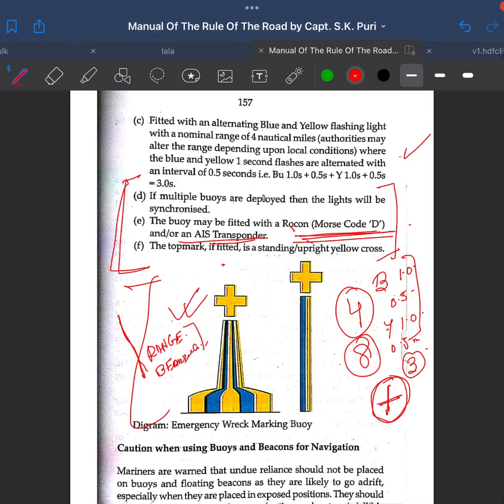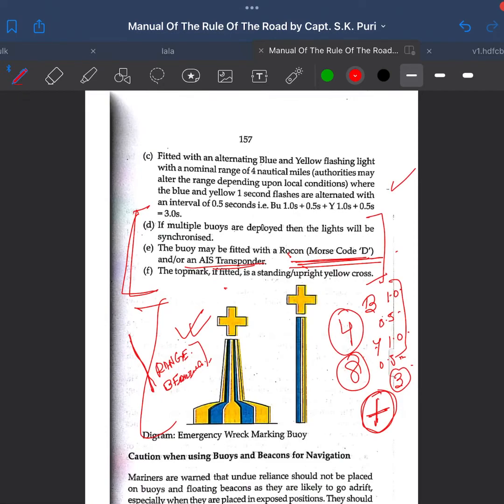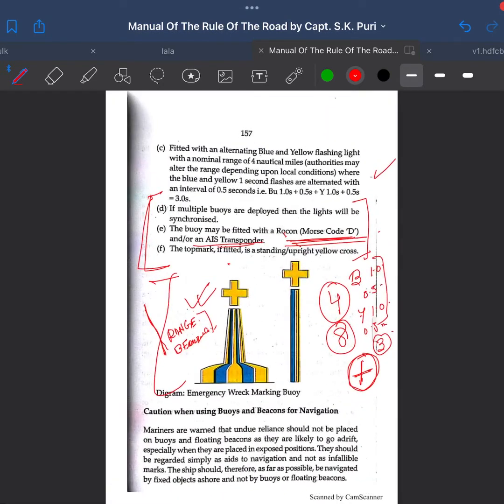What is Ramark? Maybe out of topic, still I want to tell you that Racon is different. Racon means radio beacon. Ramark means radio marker. In the case of Ramark, you will get only the bearing, you will not get the range. So that is the difference between Ramark and Racon. This is also another question.